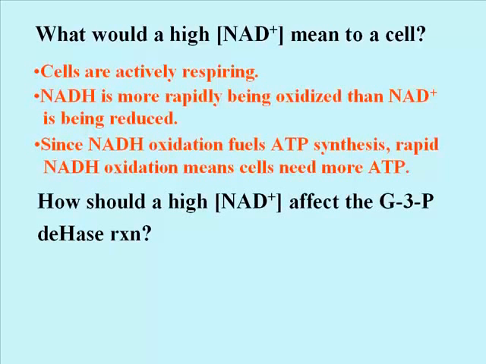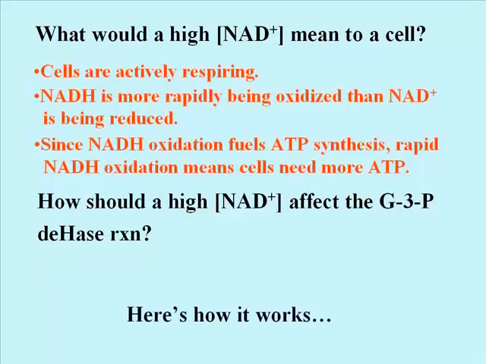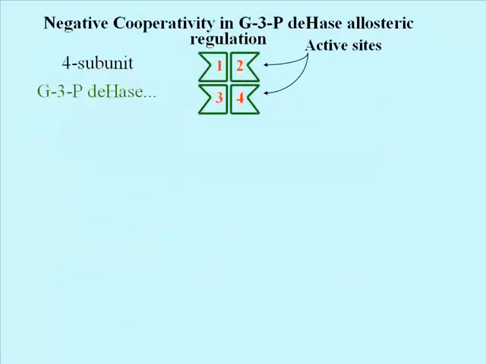So how should high NAD+ levels affect the G3P dehydrogenase reaction? Clearly, it should make the enzyme catalyze its reaction faster, so that it will not be the rate-limiting reaction in the glycolytic pathway, meaning it won't be the slowest reaction in the pathway. So here's how it works. Glyceraldehyde 3-phosphate dehydrogenase is made up of 4 identical polypeptide subunits, each with an active site able to catalyze the redox reaction. Allosteric regulation is by negative cooperativity.